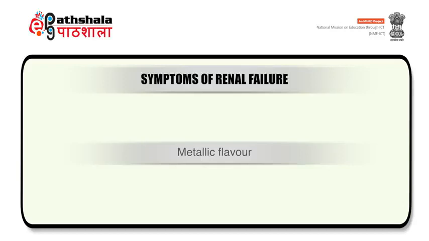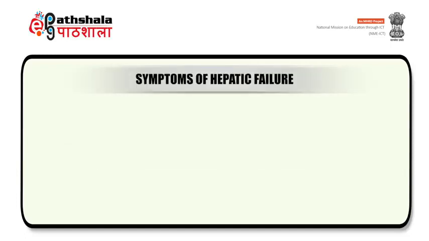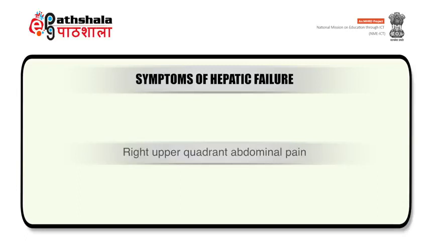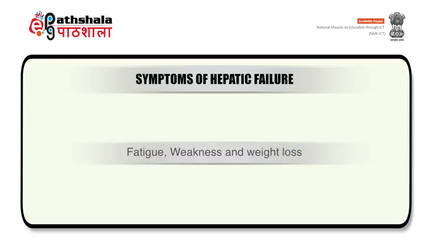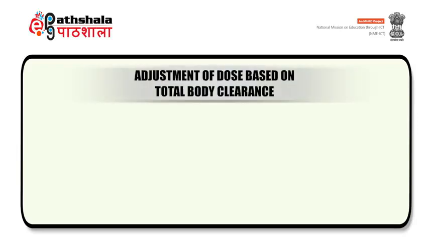Next are the symptoms of liver failure. So the symptoms of hepatic failure include nausea, vomiting, right upper quadrant abdominal pain, jaundice due to elevated bilirubin level in the bloodstream, fatigue, weakness and weight loss, swollen abdomen, abdominal tenderness, urine changes, irritated skin, stool changes, loss of appetite, fluid retention and joint pain. The next and the most important topic is adjustment of dose based on total body clearance.